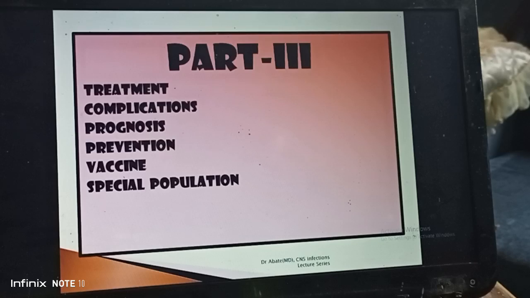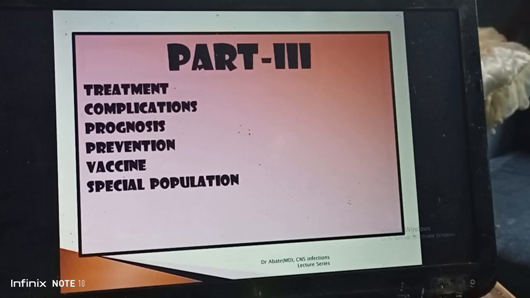Okay, welcome to part three of CNS infection or meningitis. We have discussed in part two the clinical features of meningitis, how to make a diagnosis of meningitis, how the CSF findings differ based on the responsible etiologic agents, and also when to defer lumbar puncture and do brain imaging. We have seen these things in our lecture in part two.